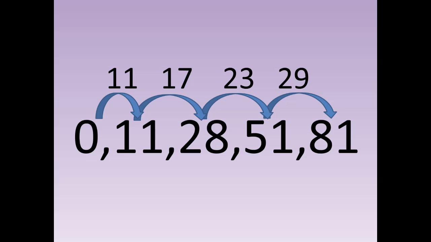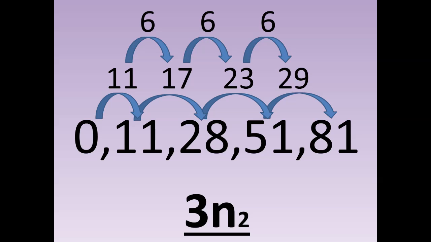But what if you want to find the nth term from a sequence? Let's take the sequence 0, 11, 28, 51, and 81. No walk in the park. Let's start with finding the difference between the numbers. Draw arrows between them and write numbers next to them like this. The numbers you write are the difference. Good. Now let's write the difference of the difference like this. As we can see, it's 6.